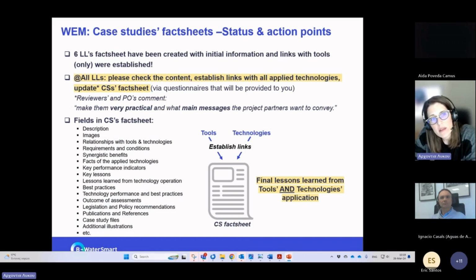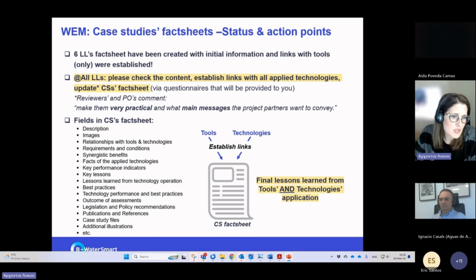There we have created the 6 living lab fact sheets, but we have only uploaded some initial information and we have only established the links with the tools. So after we have also created the technologies fact sheet, we would like to kindly ask all living labs to check the content, to update and include additional information in order to document any final lessons learned from tools and the technologies applications, and establish the necessary links in order to have, let's say, the complete overview of each living lab.